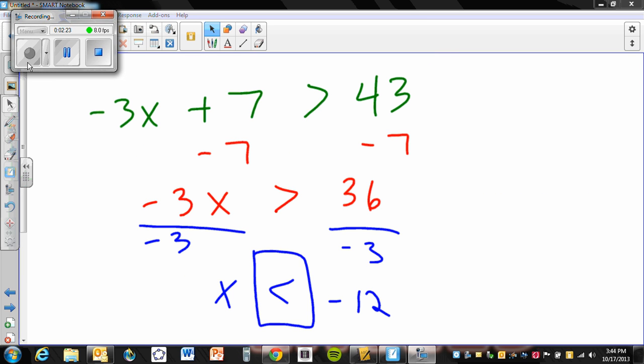Our equation on this one, negative 3x plus 7 is greater than 43. Our negative 3 is attached to our variable, being multiplied here, and our 7 is not attached at all. Subtract 7 from both sides, rewrite it, negative 3x is greater than 36. Divide by negative 3 to get x by itself, divide by negative 3, that becomes negative 12, x is by itself. We divided by a negative, so switch the direction of your inequality.